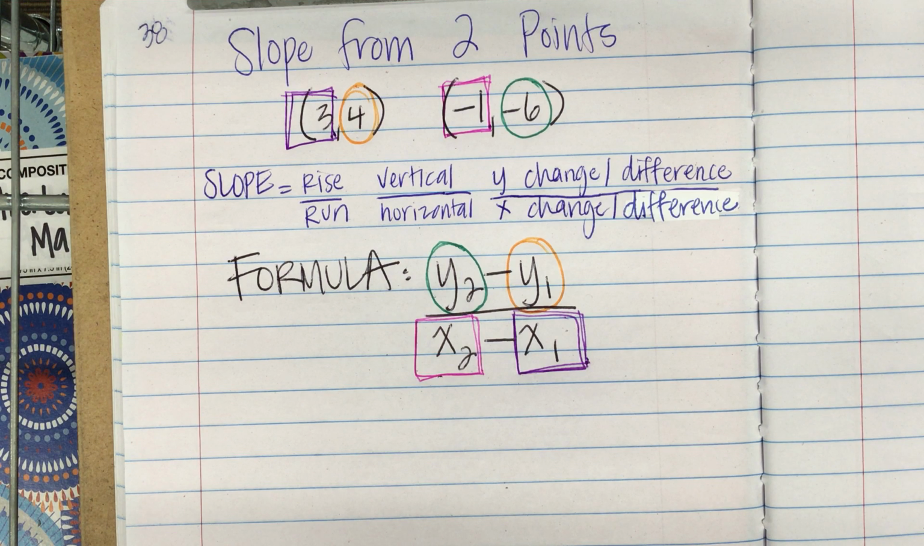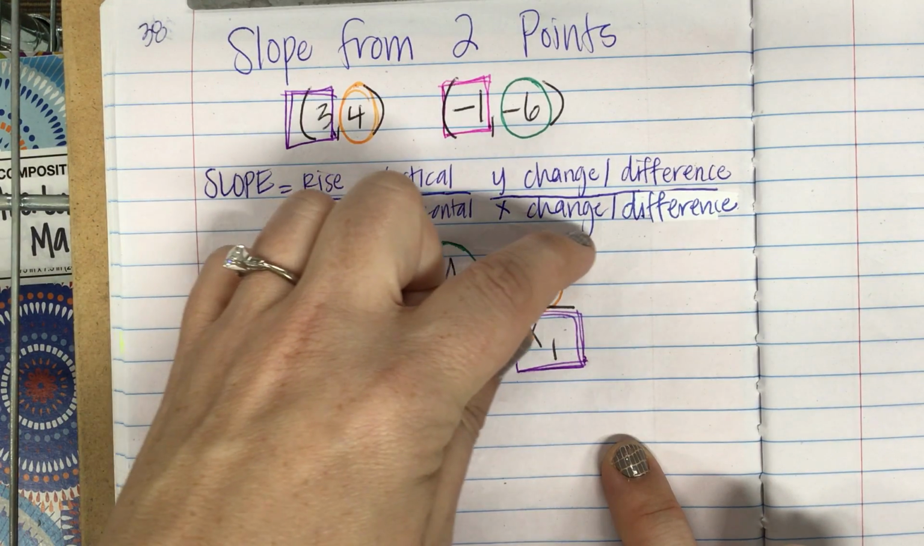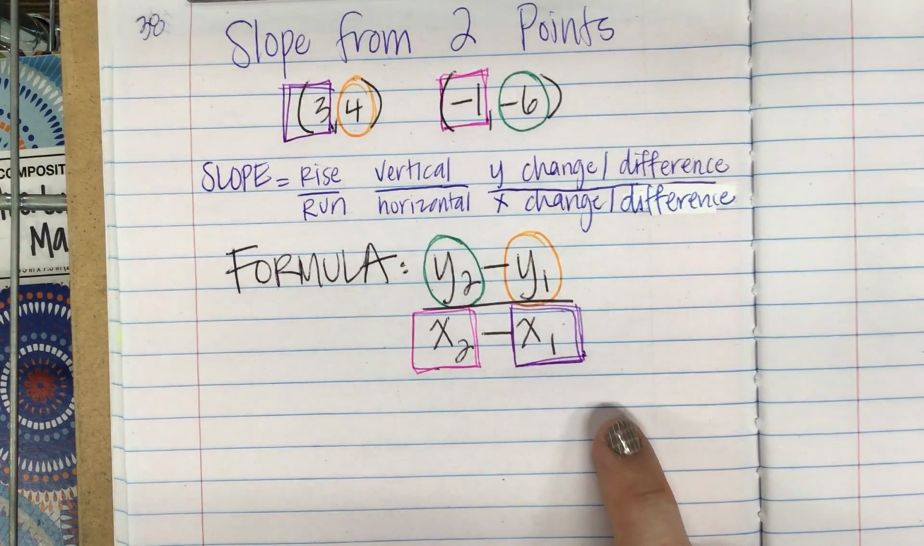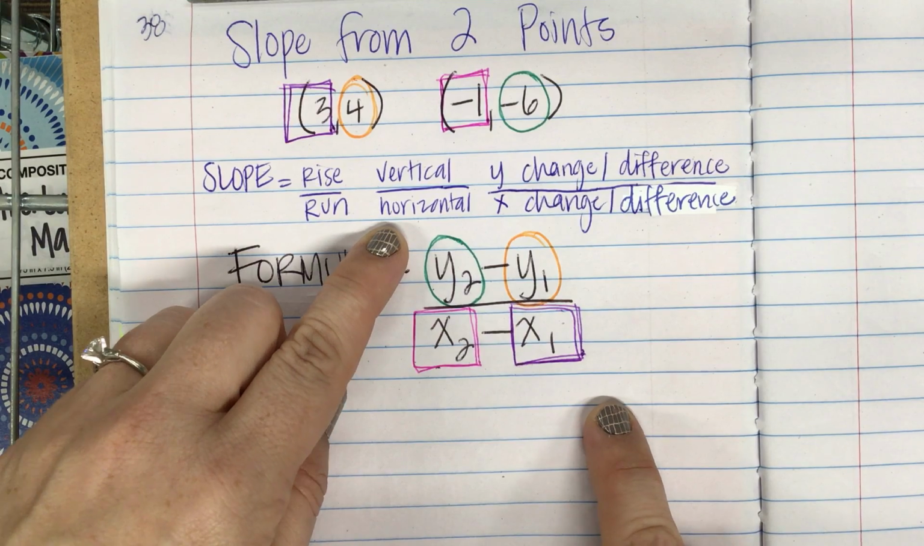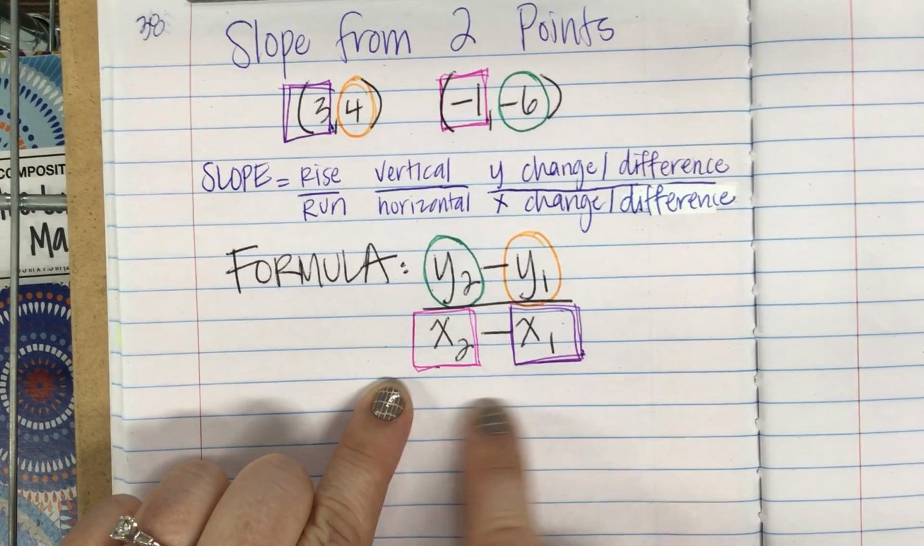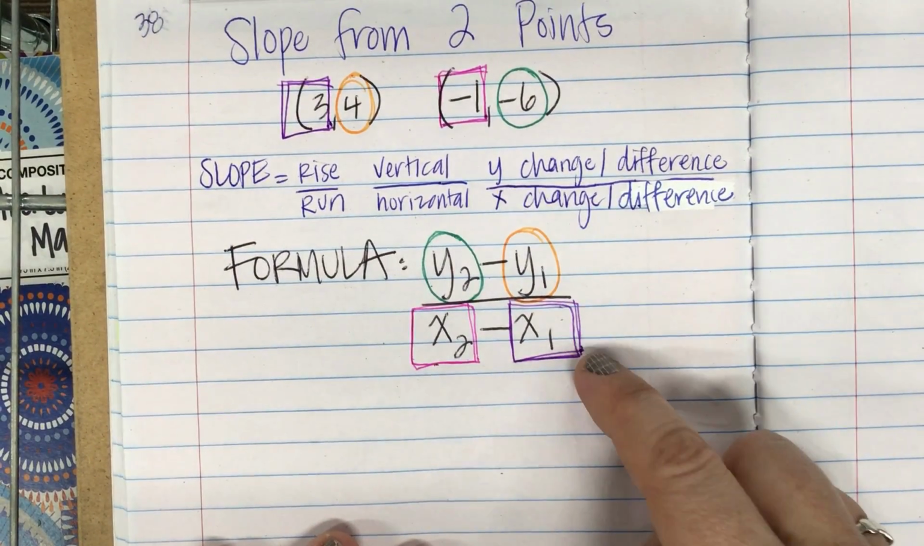I'm finding the difference in my y, which is my rise. The y value is the rise, correct? And if one dot is down here and one dot is up here, I want to find the difference between their heights. So I'm going to subtract my y's. If I have one dot here and one dot here, and I want to find the difference in their run, I'm going to subtract the x's, because the x is my run, the y is my rise. So it's rise over run.